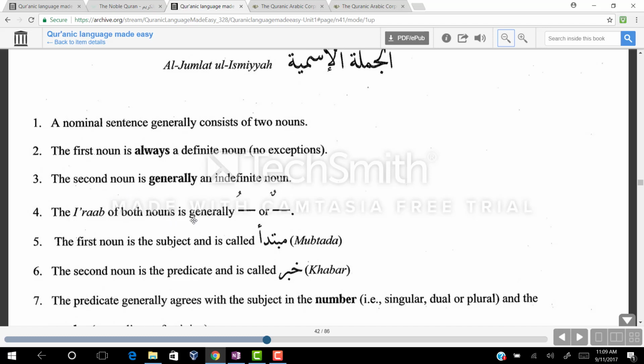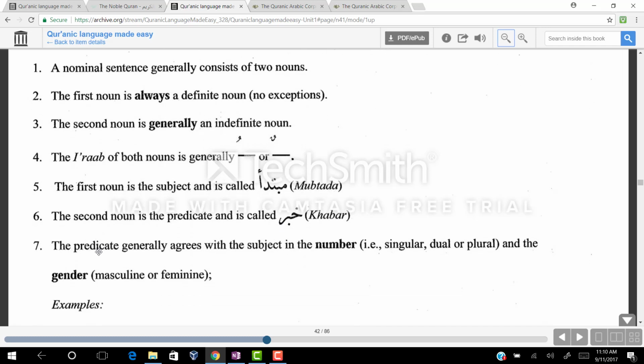The i'rab of both nouns is generally a dhamma or dhamma tanween. The first noun is the subject and is called the mubtada. The second noun is the predicate, which is called the khabar. The khabar generally agrees with the subject in number. If the mubtada is singular, the khabar will also be singular. If the mubtada is dual or plural, the khabar will also be dual or plural. And the gender too. If the mubtada is masculine, the khabar should also be masculine. If the mubtada is feminine, the khabar should also be feminine.